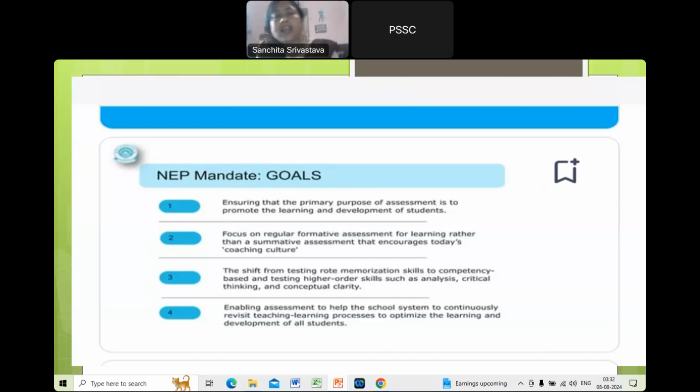Now, when we focus on regular formative assessment, see, we have two types of assessment. One is formative and one is summative. So, regular check-ins, that means small assessments, where you give the children, the voice is not coming.